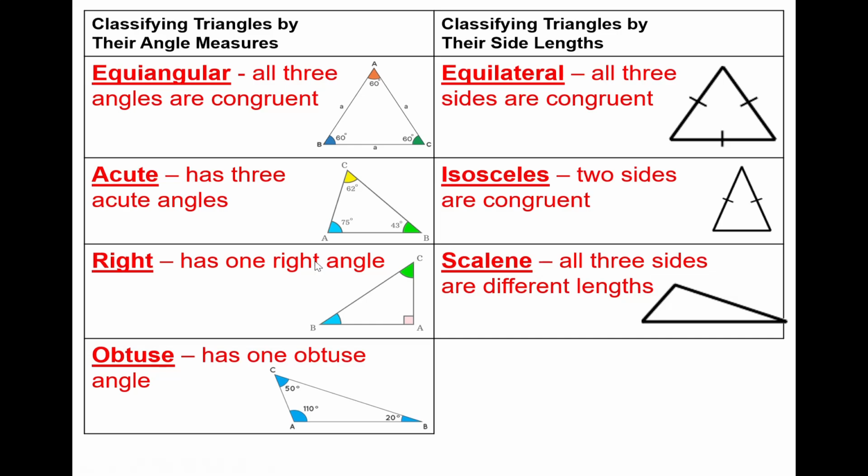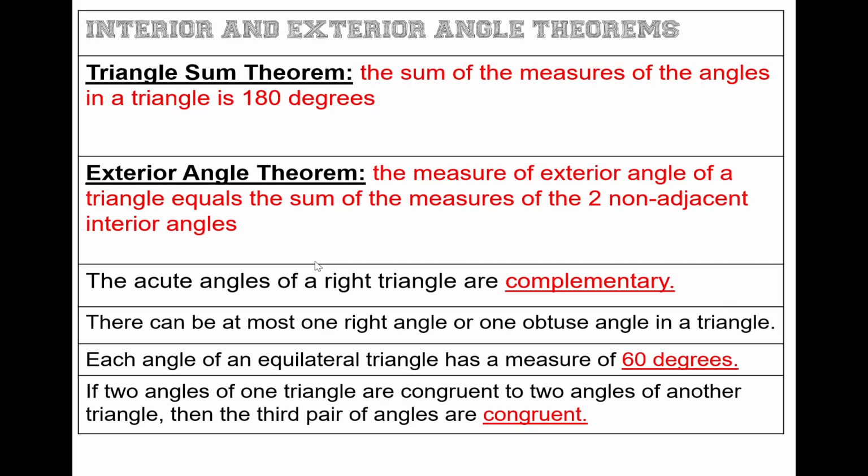In the right-hand column, there are 3 ways we can classify triangles by their side lengths. If a triangle has 3 congruent side lengths, all measuring the same distance, we call that triangle equilateral. If a triangle has 2 side lengths that are congruent, we call that triangle isosceles. And if we have a triangle that has no same side lengths, or all 3 side lengths are a different number or a different distance, we would call that triangle a scalene triangle.